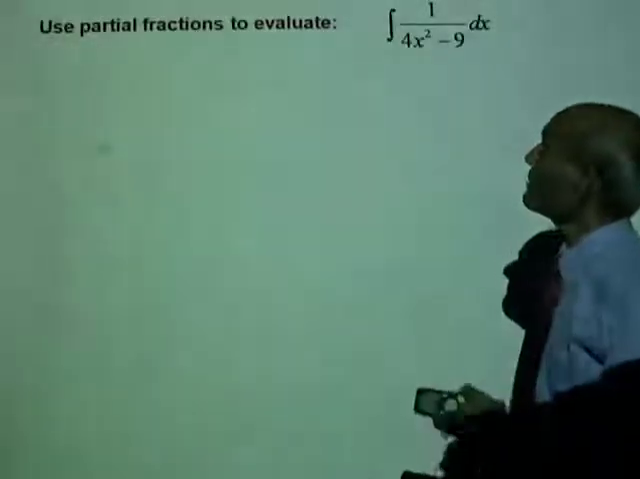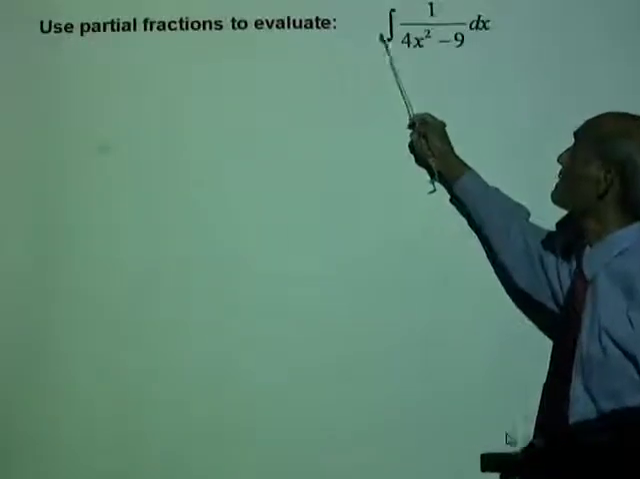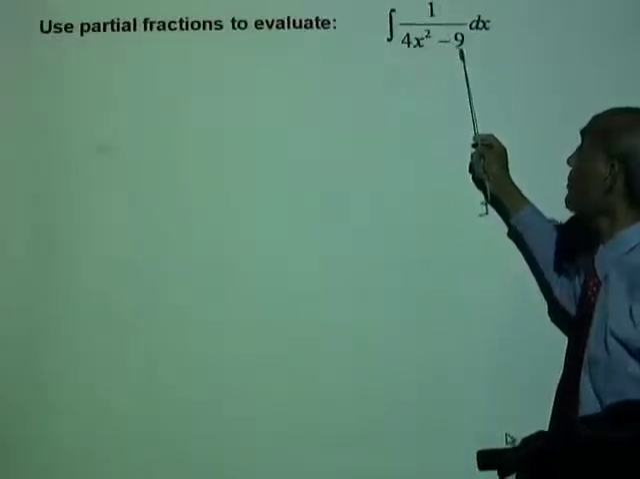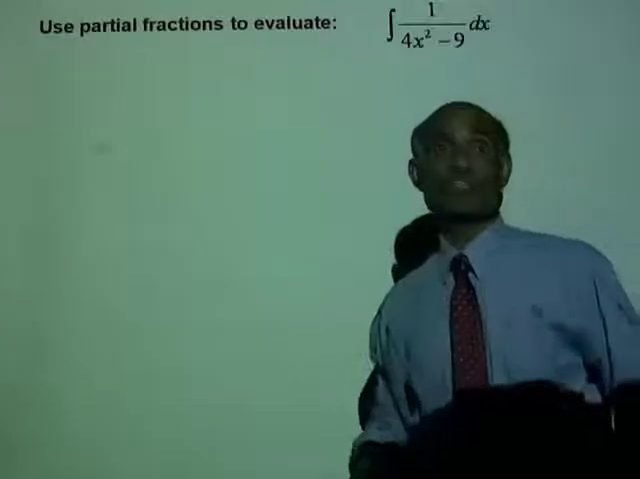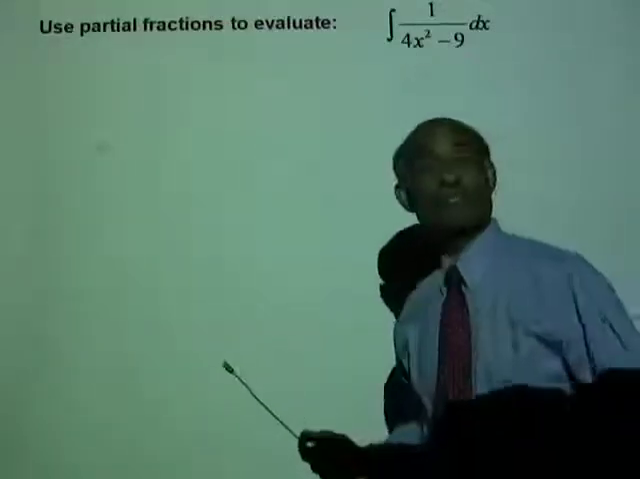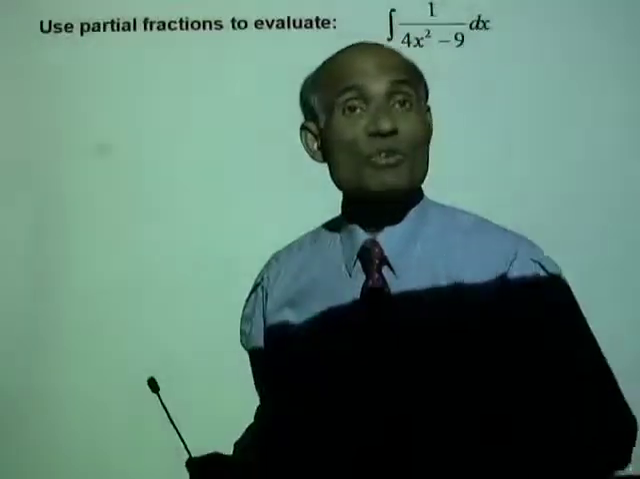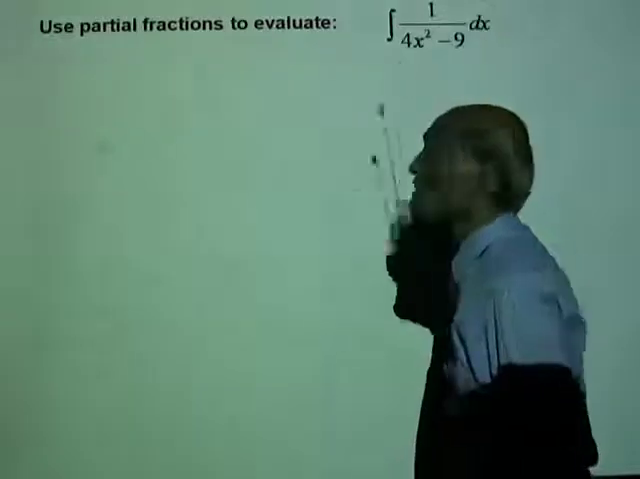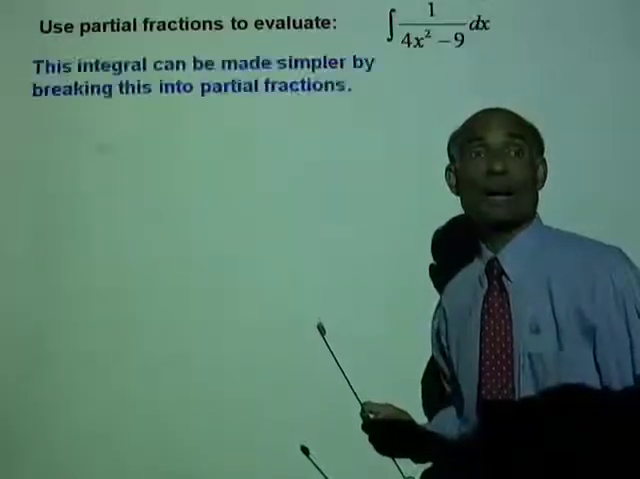Another one. Use partial fractions to evaluate the integral of 1 over 4x squared minus 9 dx. Well, what is the first thing to look for? The first thing to look for is, can you factor the denominator? Can you factor the denominator 4x squared minus 9?